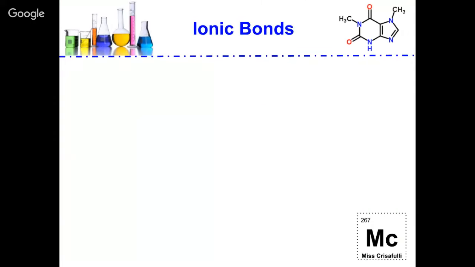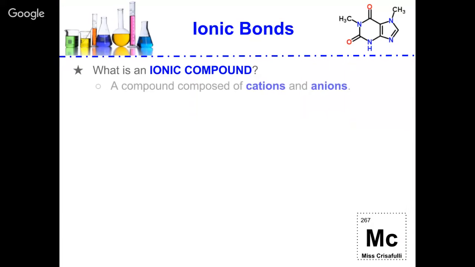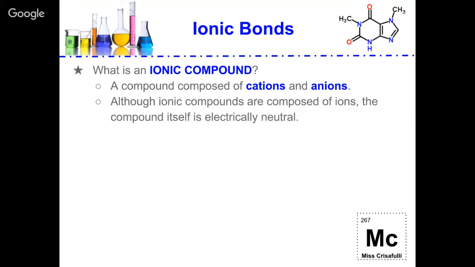Let's start off this section with a couple of definitions. So what is an ionic compound? An ionic compound is a compound comprised of cations and anions. Remember, cations are positively charged, anions are negatively charged. Although ionic compounds are comprised of ions, the compound itself is electrically neutral. So it doesn't have an overall charge, even though positive charges and negative charges bind together to make it.